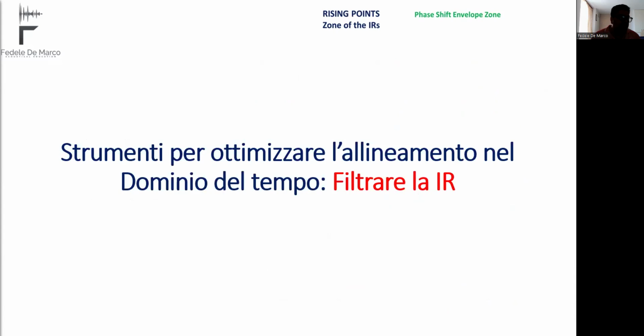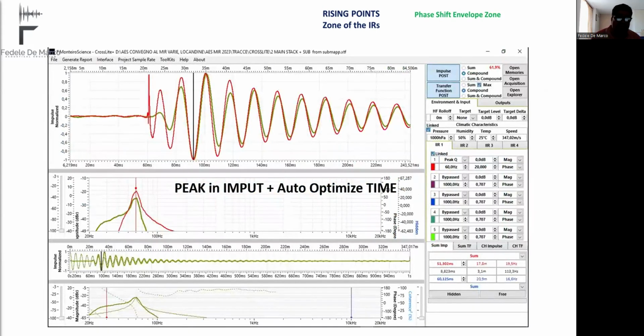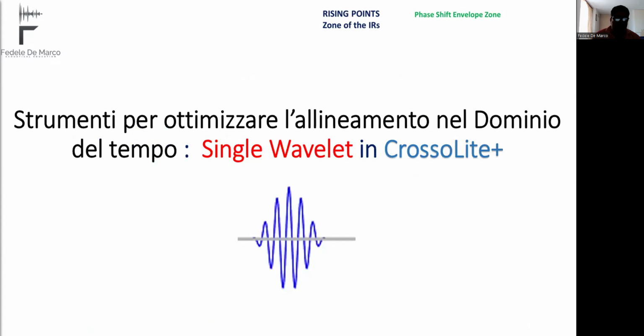We have powerful tools to optimize the impulse response in time, such as the IR filtering at a given frequency, which can help us when verifying the system. This is the tool in Crosslab, for example, in which we see all the traces and overlay between them, and it is therefore easy to understand the temporal relationships between the waveforms. But a much simpler and more effective approach is to use a wavelet as a test signal.